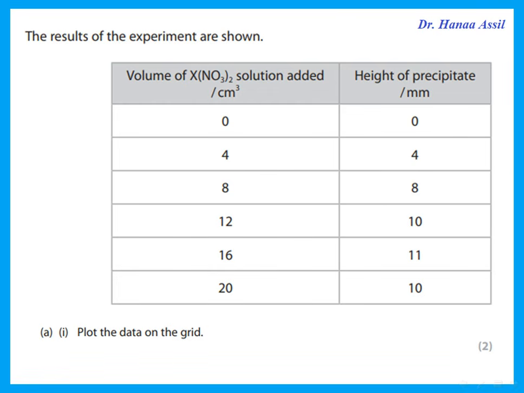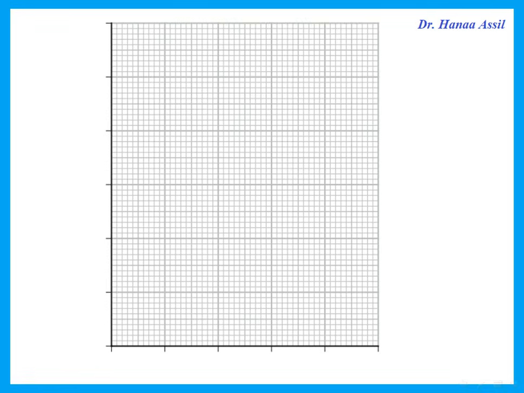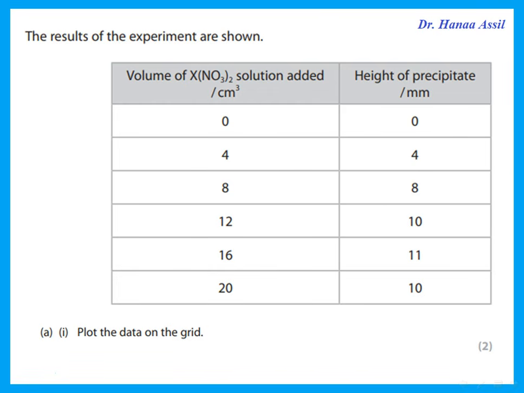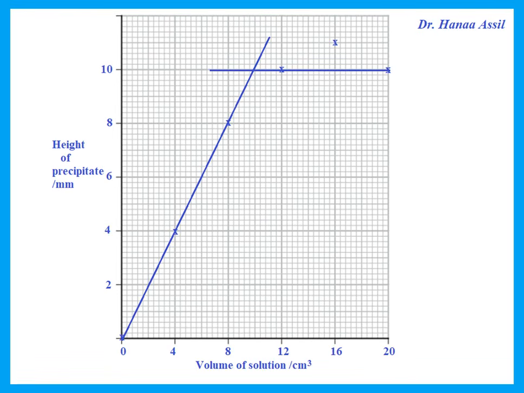And he gives results of experiments in a table, and he says, plot the data on the grid. So when we have a graph like this, of course, the first thing we do is label what is the x-axis and what is the y-axis. So the volume of X nitrate, whatever is on the left of the table, goes on the x-axis, and the height of the precipitate will go on the y-axis, and then you plot the points in small x's and join them. In this case, it's going to be joined with two straight lines that intersect.